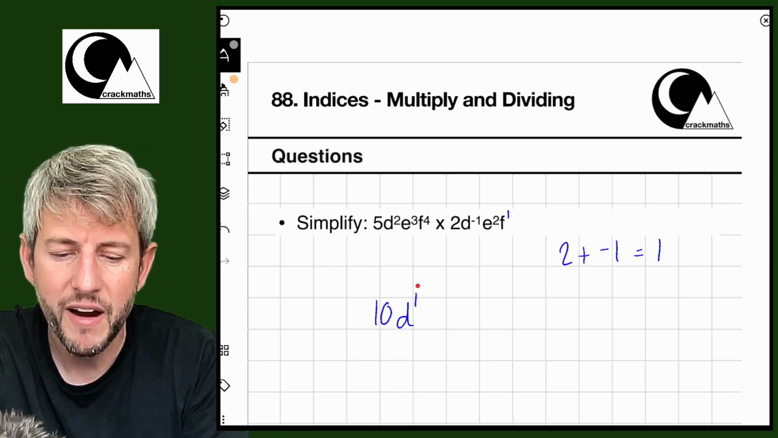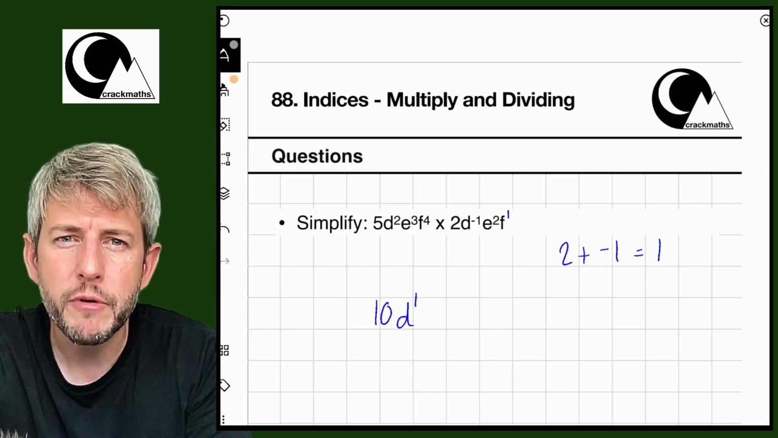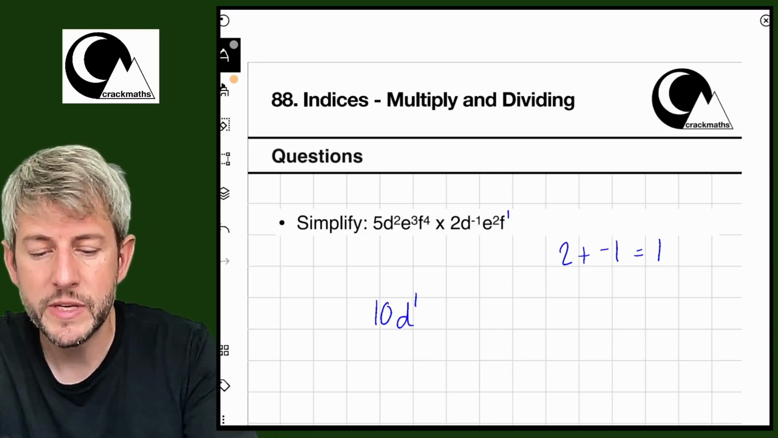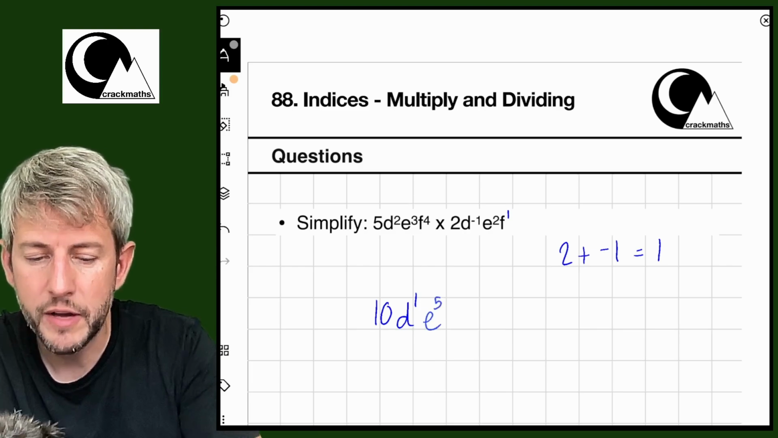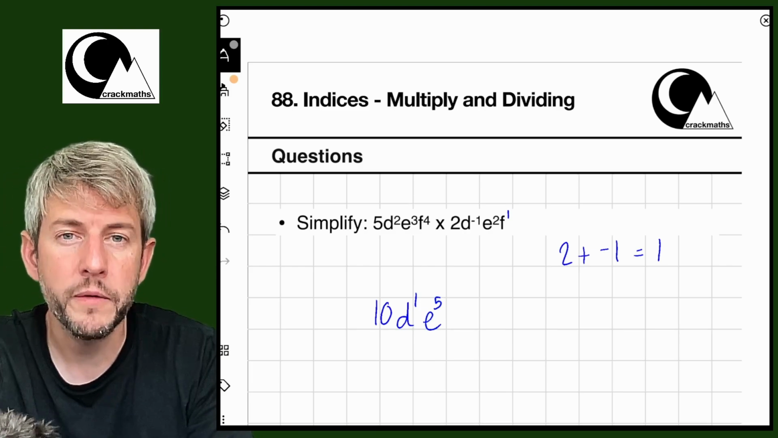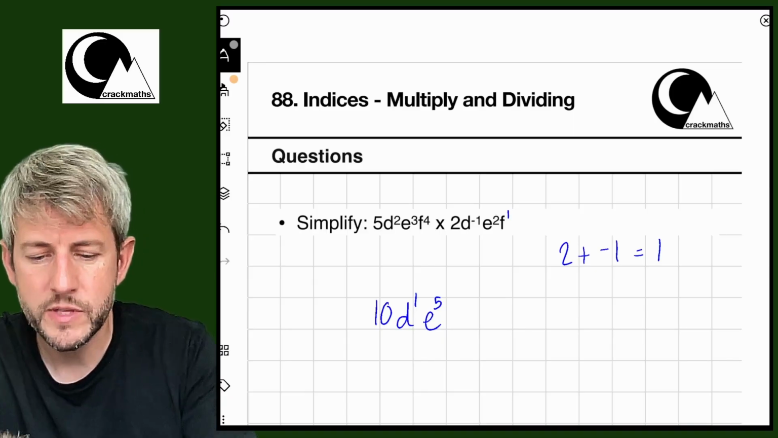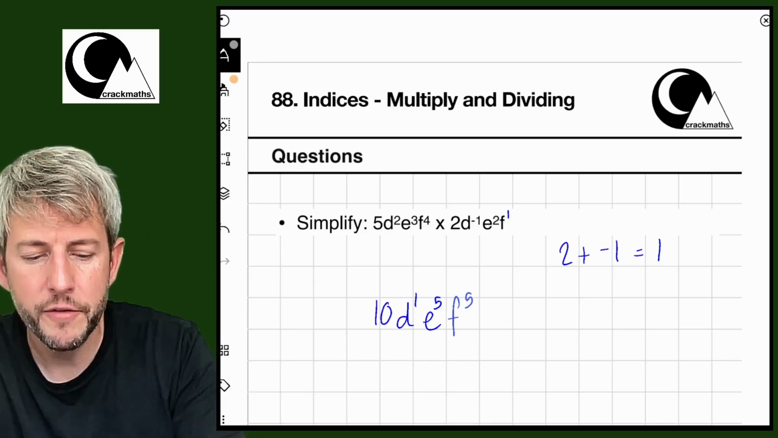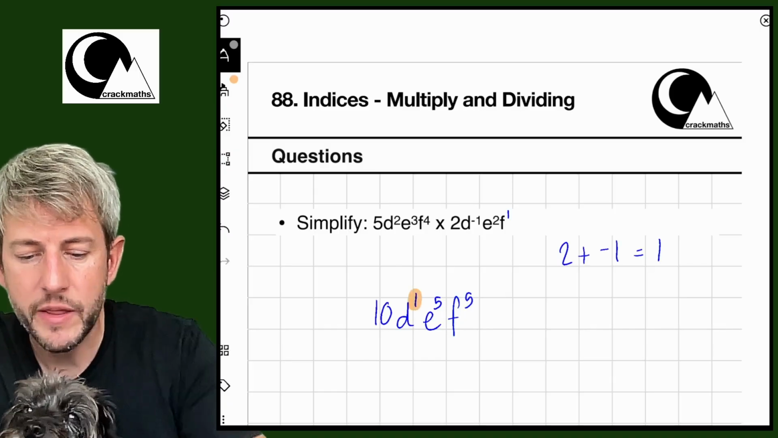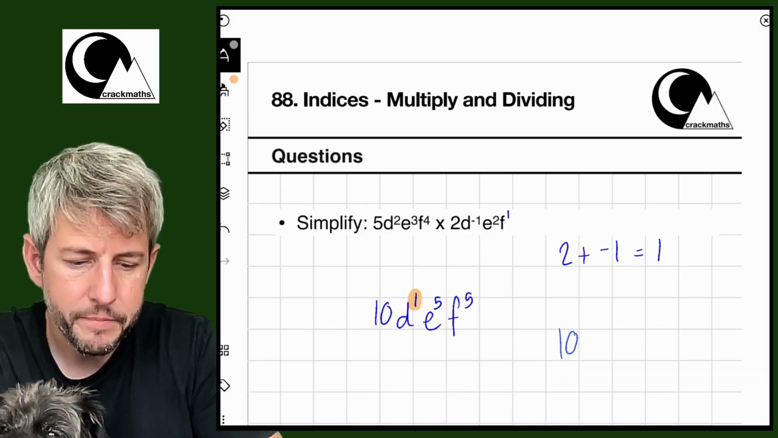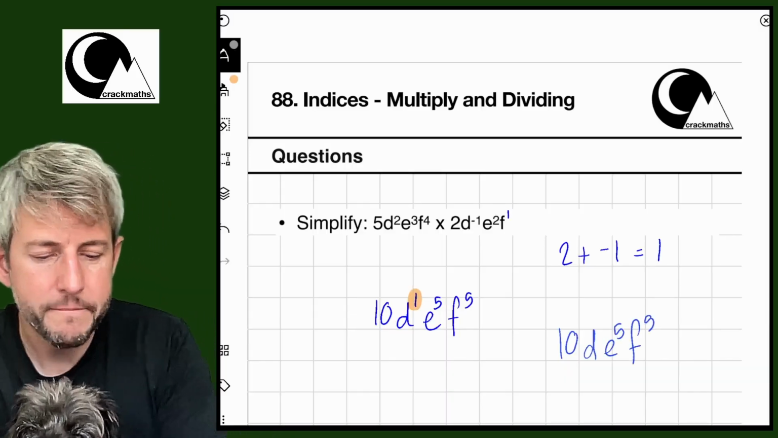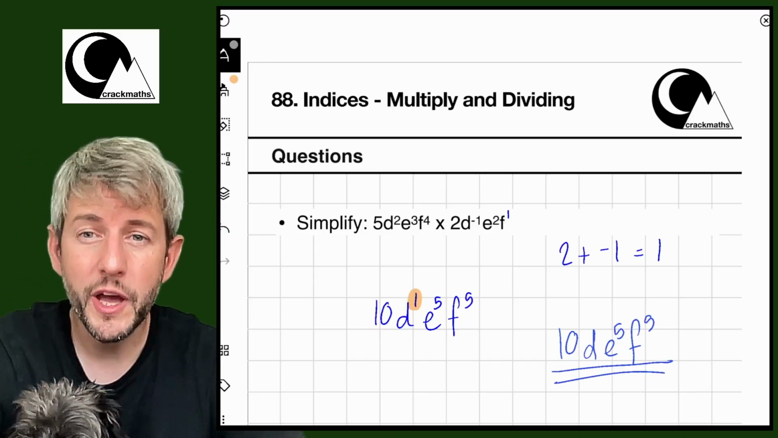So we've got 10d to the power of 1, and then we've got e to the 3 times e to the 2. So 3 plus 2 is going to be 5. So this will be e to the 5. And then we've got f to the 4 times f to the 1. So 4 add 1 is also 5. So this will be f to the 5. And then, of course, I don't write the 1 there. So in the final answer, I'm going to write 10d e to the 5 f to the 5.